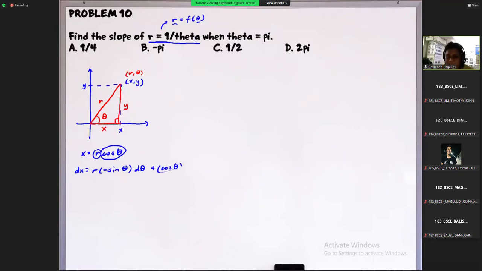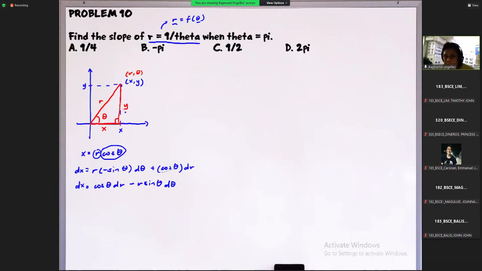Then we have the derivative of r, so that is dr. So therefore, sulat ko na lang to as cosine theta dr minus r sine theta d theta. Again, this is the value of dx.